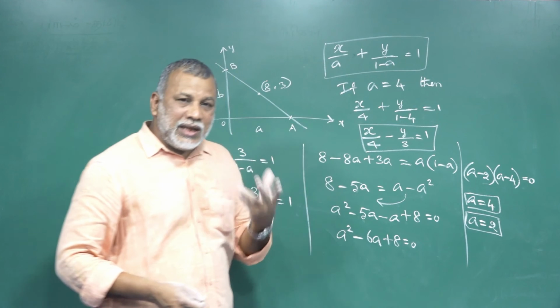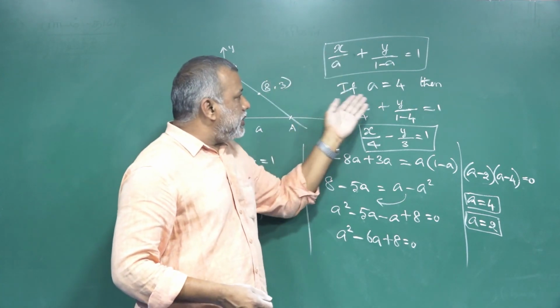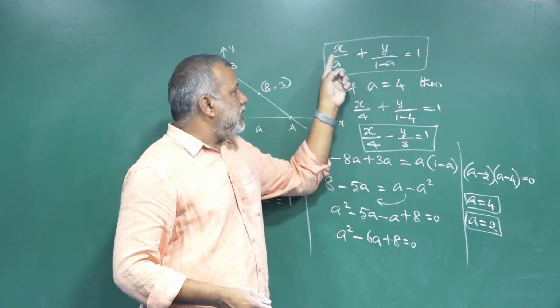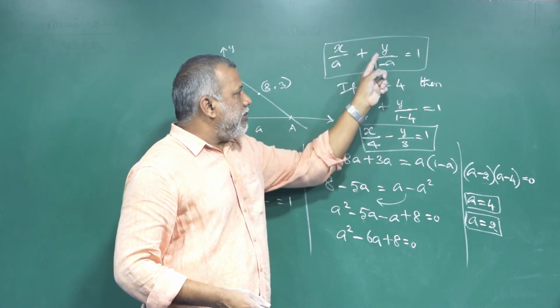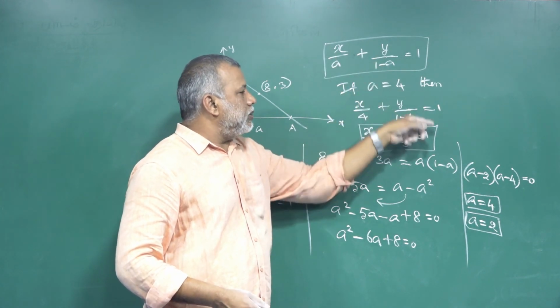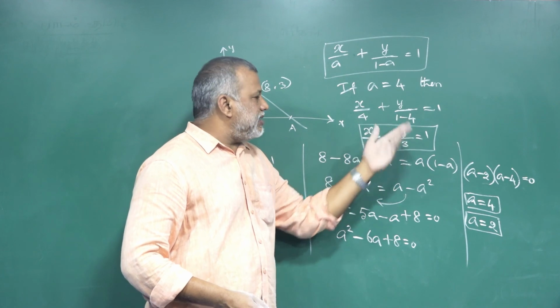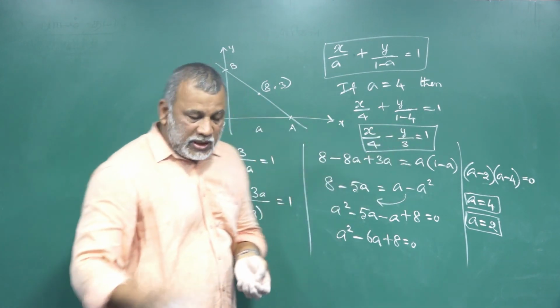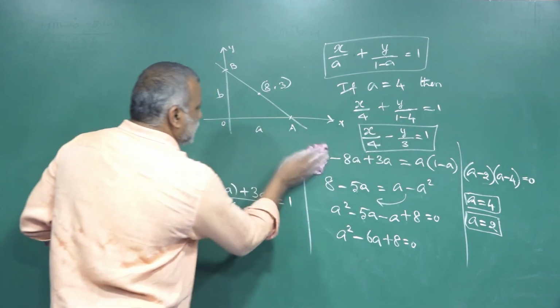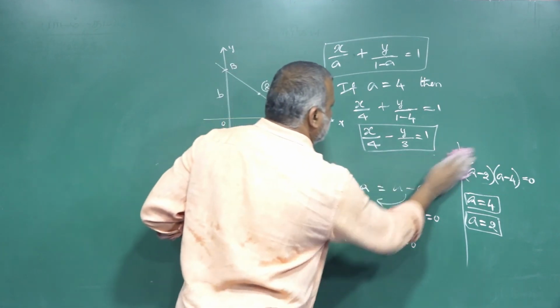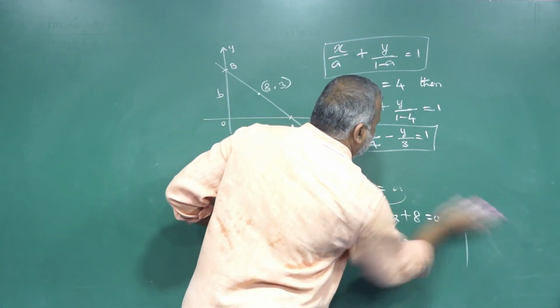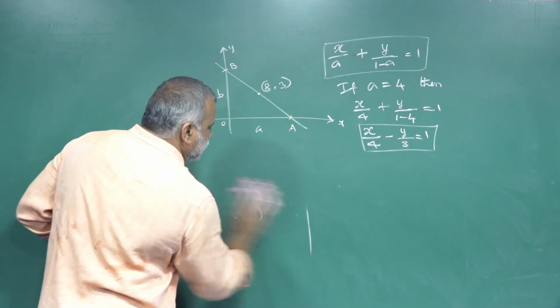Yes, students. On substituting a equal to 4, we get x by 4, y by 1 minus 4 equal to 1. 1 minus 4 becomes minus 3. Now, see one more concept. One more equation we are able to get if a equals 2, because we already worked out two values of a.